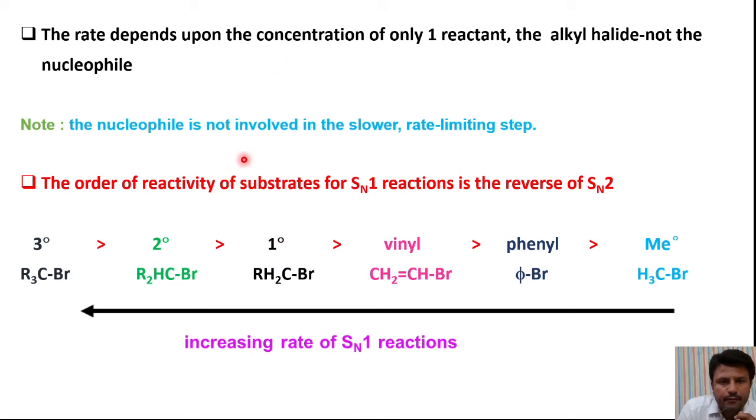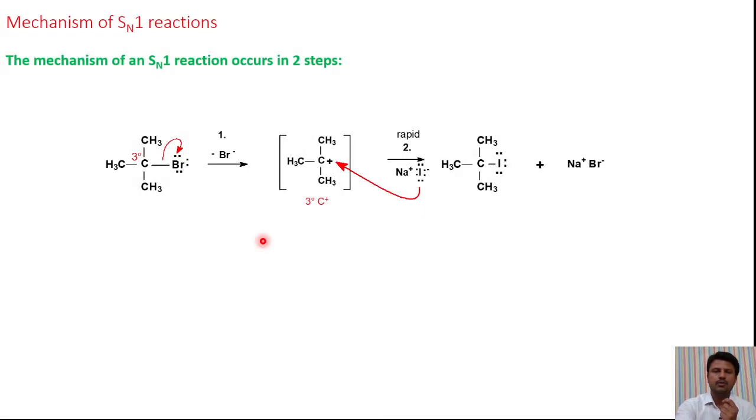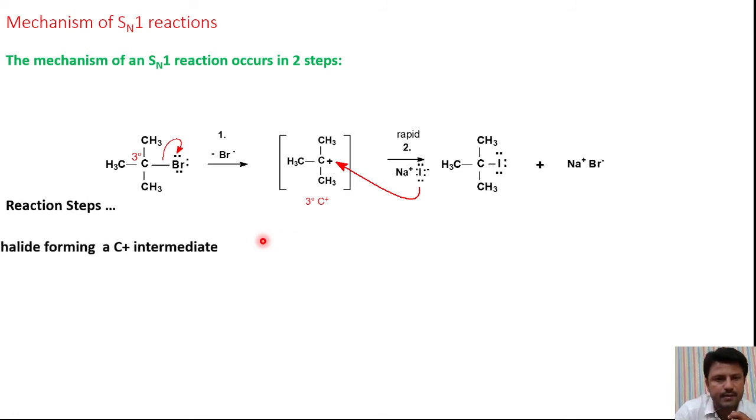Here, for the rate of SN1 reactions, tertiary alkyl halides readily form a more stable carbocation, so tertiary alkyl halides react more readily than secondary. Secondary reacts more readily than primary alkyl halides. So the alkyl halide which is more reactive is the one which can form a more stable carbocation, and that will readily undergo the SN1 reaction.